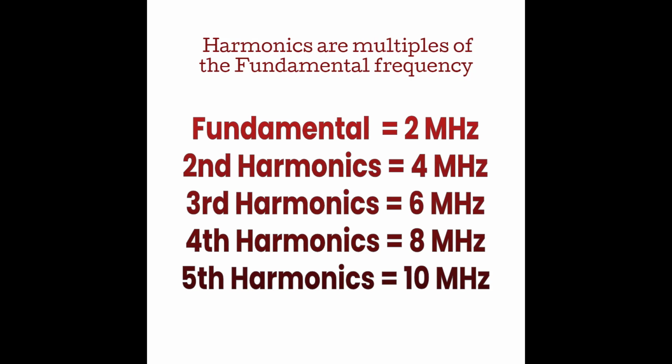For example, if our fundamental frequency is 2 megahertz, second harmonics is 2 times 2, which is 4, and that is an even harmonic. Third harmonics is an odd harmonic, 3 times 2 is 6, so the third harmonics are 6 megahertz. Fourth harmonics, again, are even, 4 times 2 is 8. Fifth harmonics again are odd, 5 times 2 is 10.